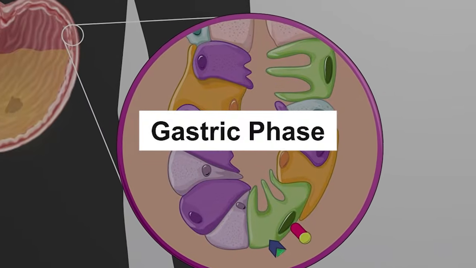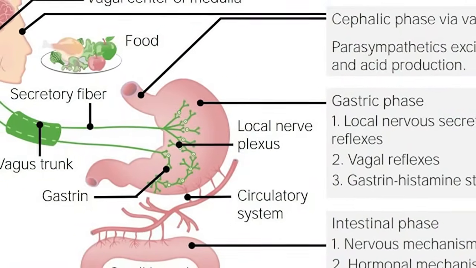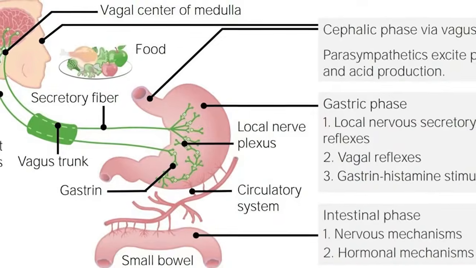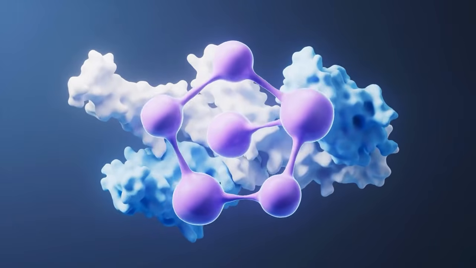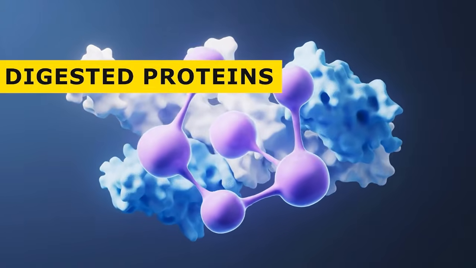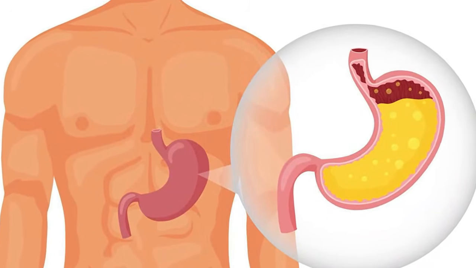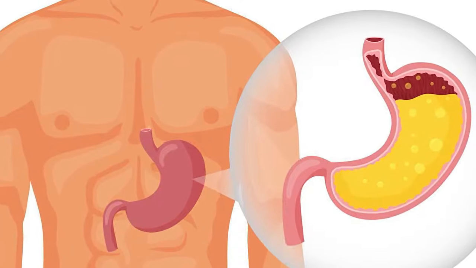Gastric phase. The gastric phase begins when food reaches the stomach. It involves both mechanical stretch of the stomach wall and chemical stimulation by partially digested proteins. This phase leads to further stimulation of gastric secretions and motility.